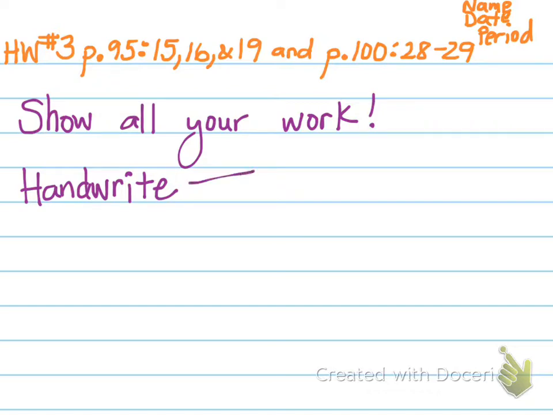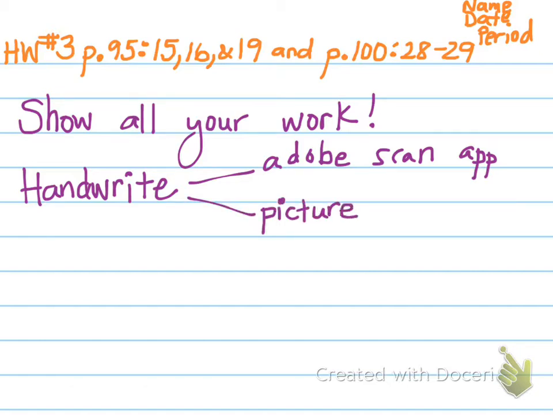My preference is you try that Adobe Scan app, because honestly, that is much easier for me to read than when you take a picture. If for some reason you don't have a smartphone, that app, remember, was free. If for some reason you don't have a smartphone or it doesn't work on your phone, then a picture's okay. But make sure the picture is easy to read, and then you're going to submit it for the assignment in Google Classroom.